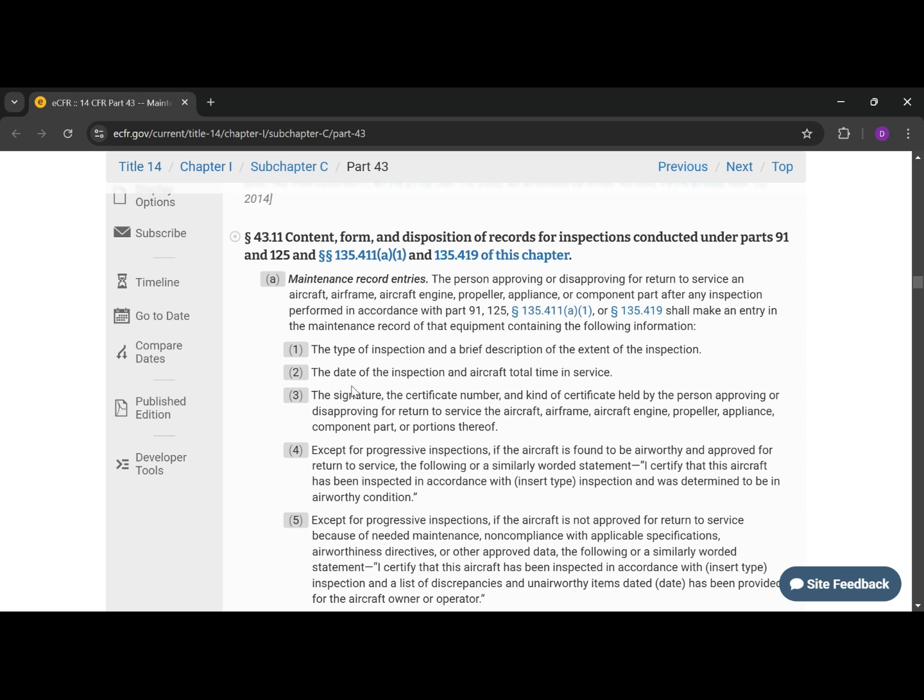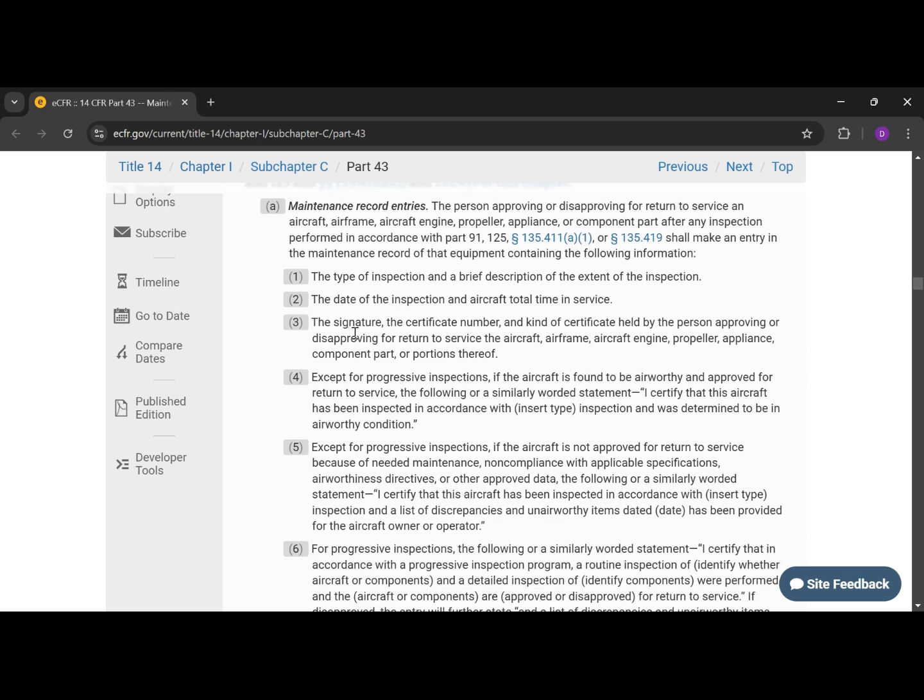the inspection, the date of the inspection and aircraft total time in service, the signature, the certificate number, and kind of certificate held by the person approving or disapproving for return to service the aircraft, airframe, aircraft engine, propeller, appliance, component part, or portions thereof.